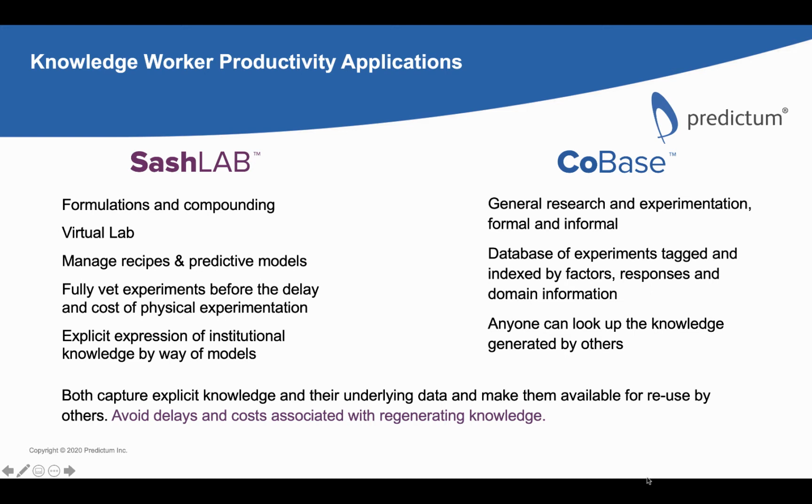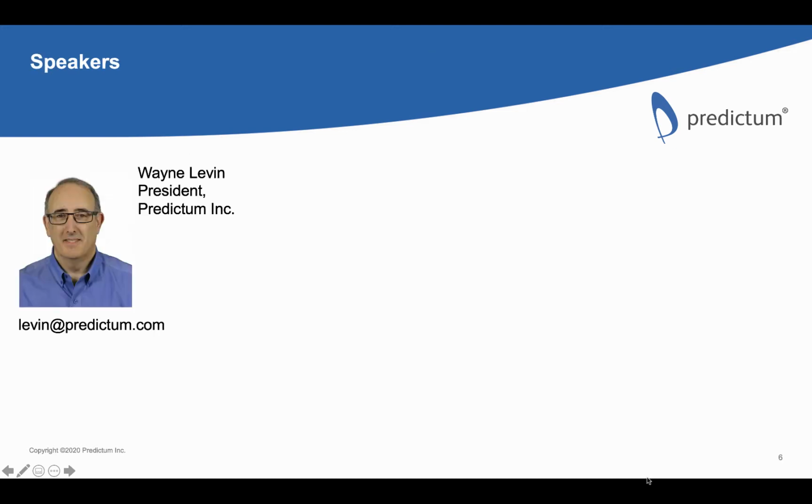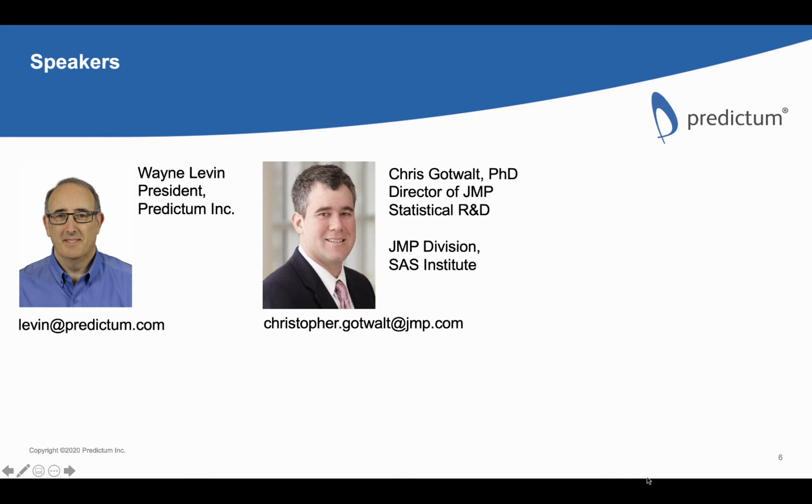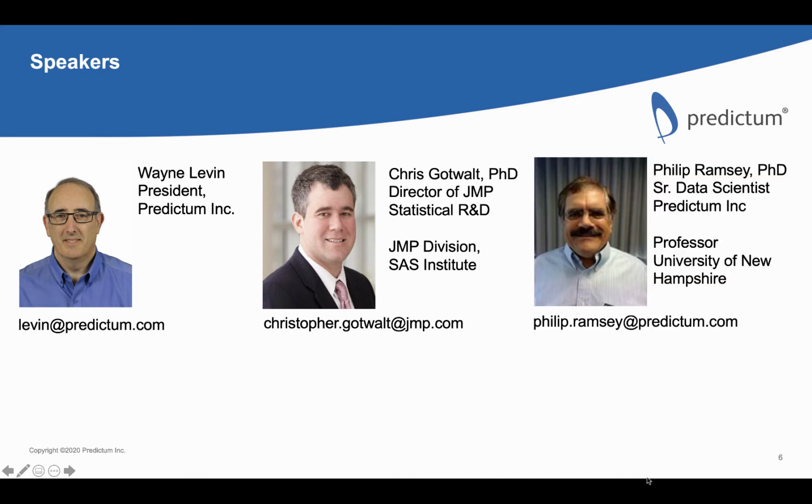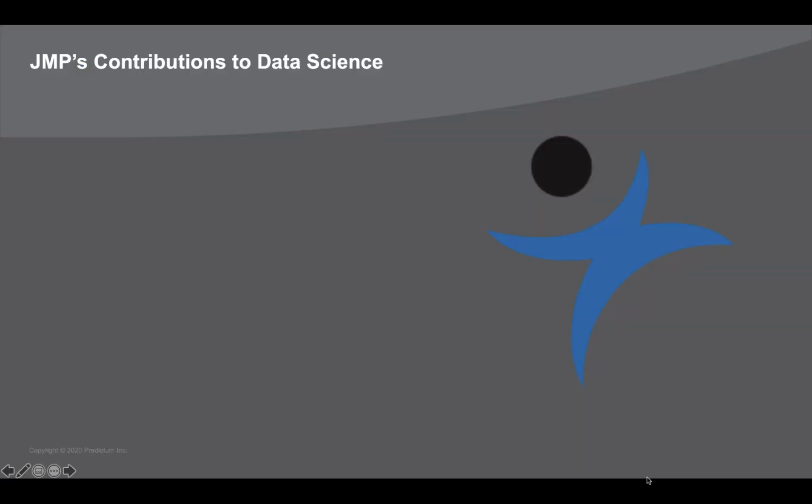But our focus is on the other side, which is generating knowledge. And my name, just to introduce the speakers, is Wayne Levin. I'm the president of Predictum. And Chris Gotwalt is the director of JMP Statistical R&D. And joining us as well is Philip Ramsey. He's a senior data scientist at Predictum and also a professor at the University of New Hampshire.